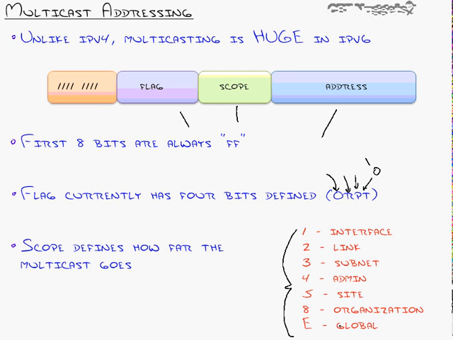Finally, you have the actual address, which is everything left over after the 8 plus 4 plus 4, so that'd be after 16 bits initially. The rest is whatever you want it to be, the address, where you can go in and specify what the multicast address is, as long as you are not stepping on the ranges already reserved by the IANA. We'll see some of those right here.